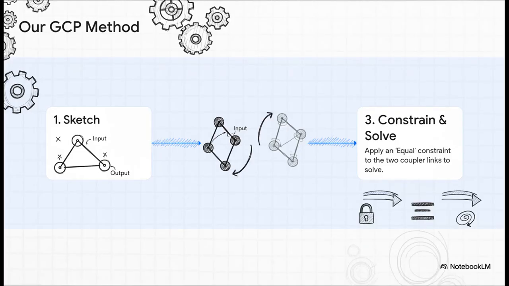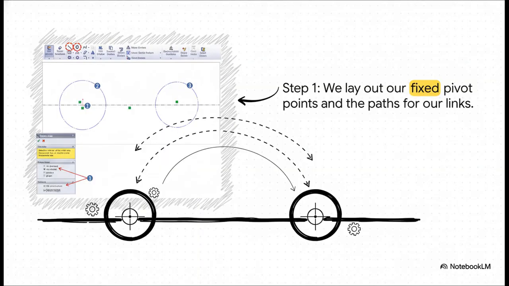Our method using GCP is a really straightforward 3-step process. First, we'll just sketch everything we already know. Second, we'll draw the linkage in its 2 key positions, start and end. And third, this is the fun part, we apply one final critical constraint and let the software solve the entire system for us. Okay, step 1.